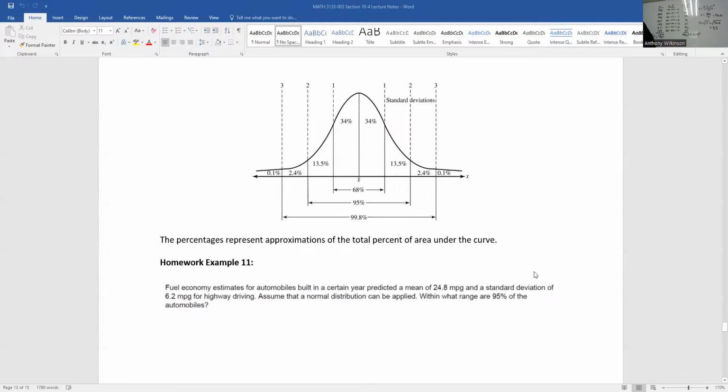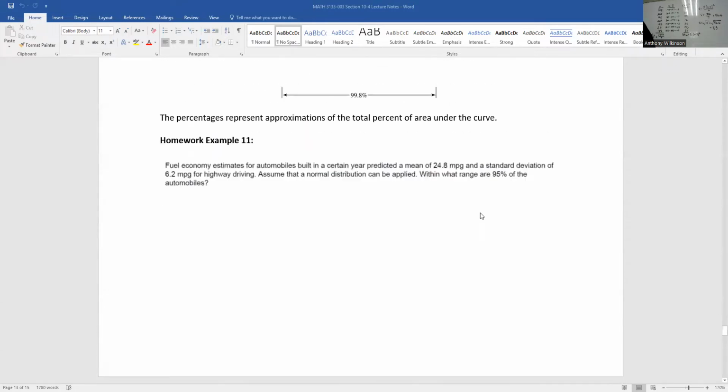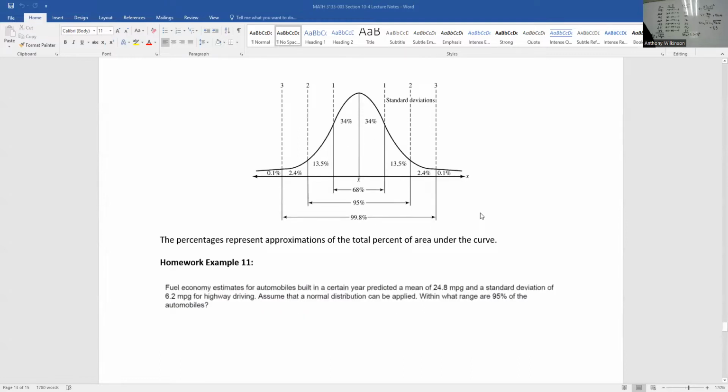So if you ever take statistics, you're going to hear something like this about the empirical rule for a normal curve. Take a look at this example here. This is example 11. I'll leave this curve up here so that you can see what's going on.